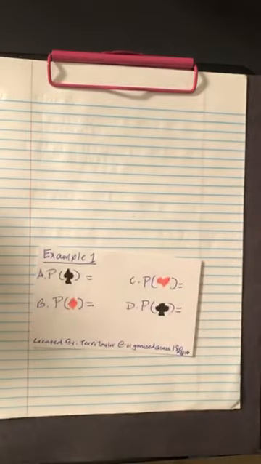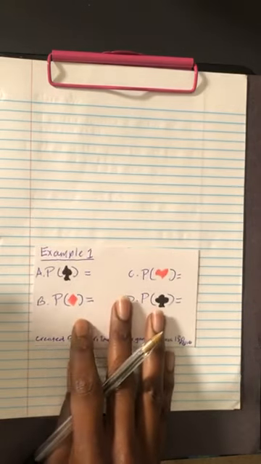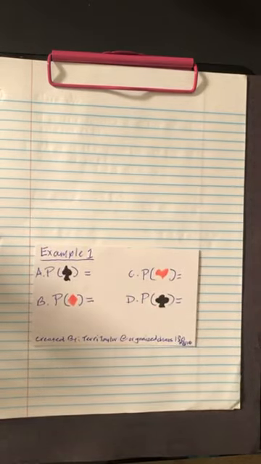But let's get started. First of all, what do we need to know? We know what we're looking for. Like, I know what I want you to find the probability of, but what?